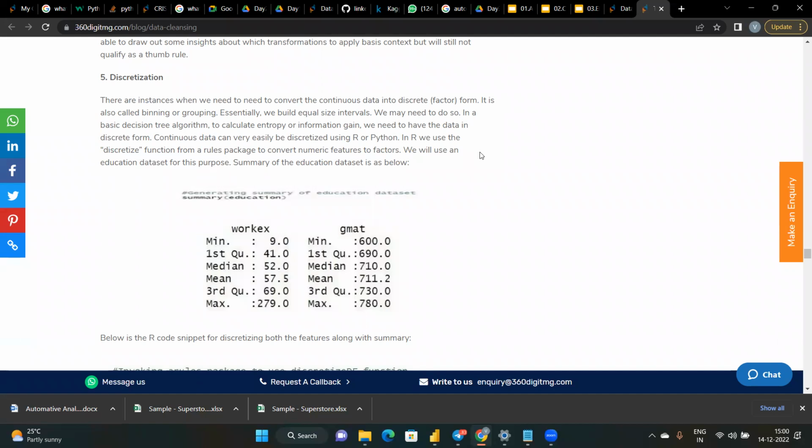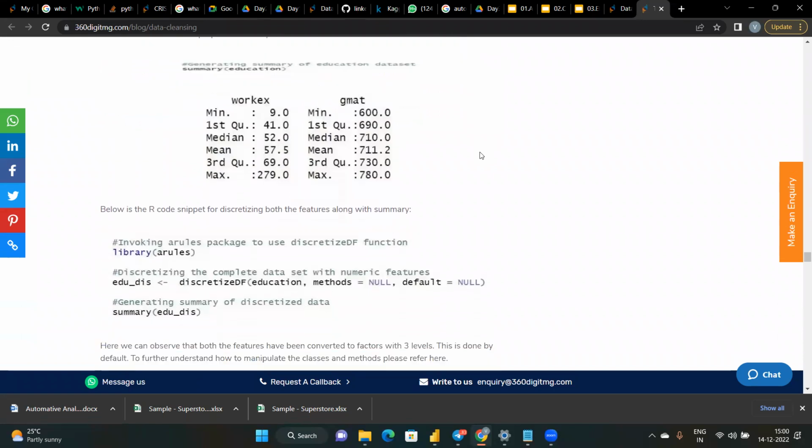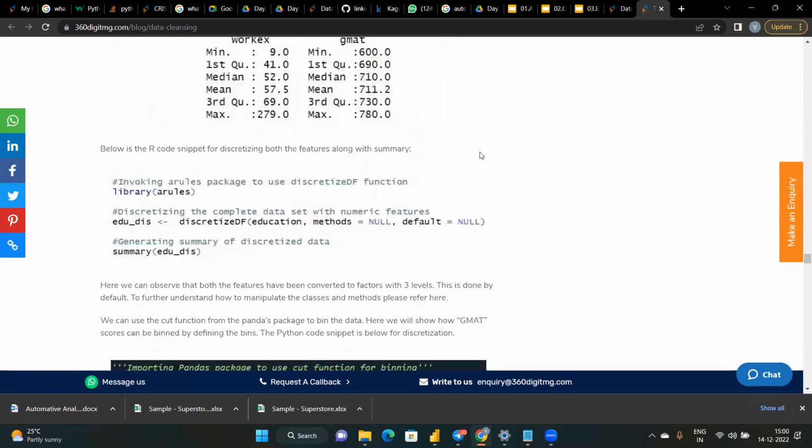In R, we use the discretize function from the rules package to convert numeric features to factors. Let me explain about this education data set. As we move on, I'm going to show that also.